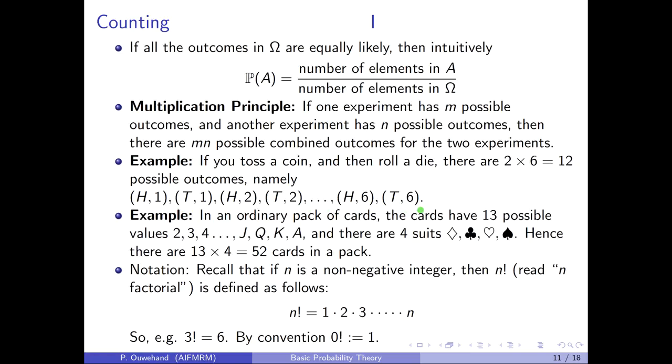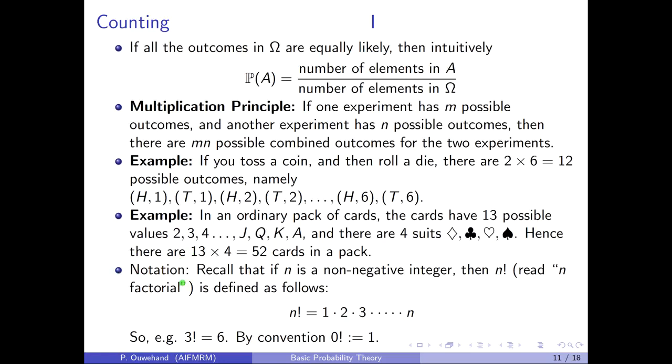Another example: in an ordinary pack of cards, the cards have 13 possible values, namely the numbers from 2 up to 10, followed by Jack, Queen, King and Ace. And there are 4 suits, namely diamonds, clubs, hearts and spades. Hence there are 13 times 4 equals 52 cards in a pack.